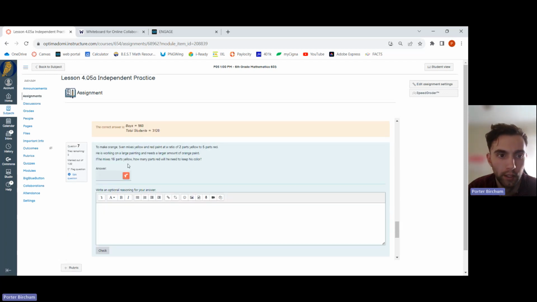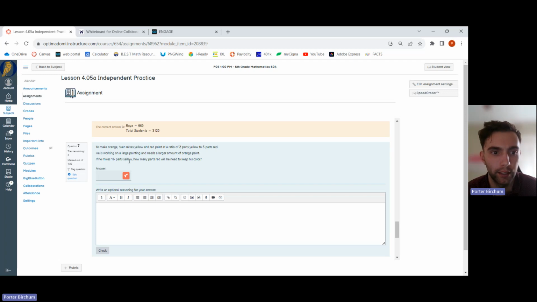Oh, yeah. To make orange paint, Sven mixes yellow and red paint to a ratio of 2 parts yellow, 5 parts red. He is working on a large painting and needs a larger amount of orange paint. He mixes 16 yellows. How many reds does he need? So if we're going from small yellow to big yellow, what do I multiply the small yellow by to get it to be the big yellow? 2 times what is 16?